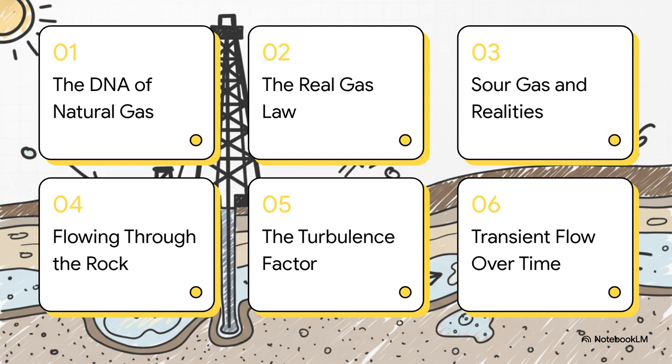Here is our roadmap for today. We'll be covering the DNA of natural gas, the real gas law, sour gas and realities, flowing through the rock, the turbulence factor, and finally, transient flow over time. Let's get right to it.